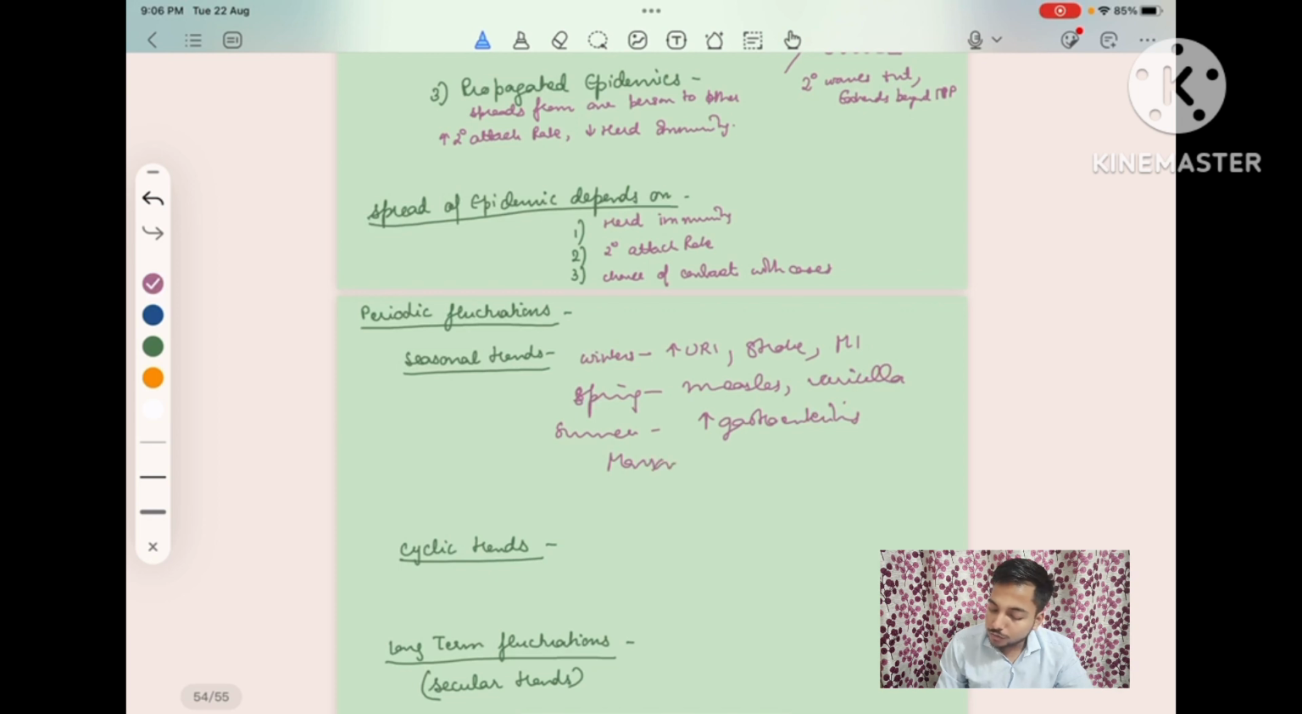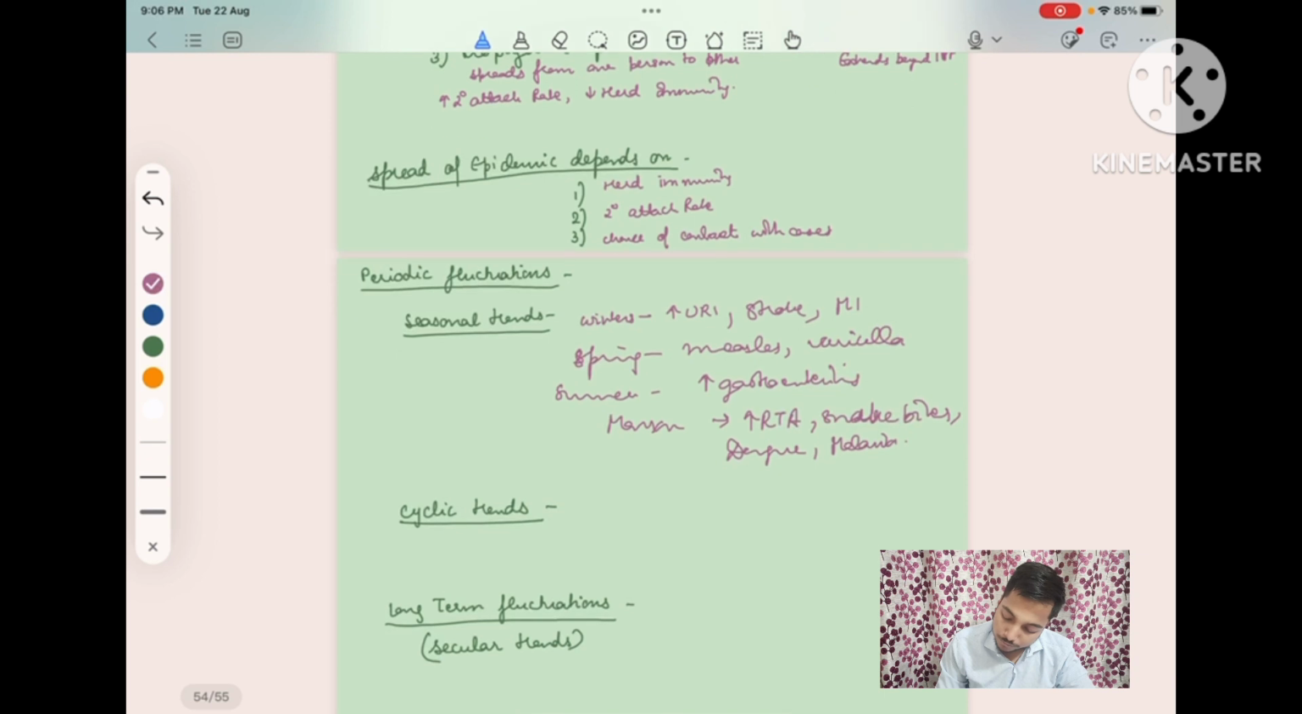And in monsoons, what do you get? Fortunately or unfortunately, we have all four seasons, so we get all four kinds of diseases here. You have more cases of road traffic accidents, snake bites, then your favorite, dengue, malaria, etc.